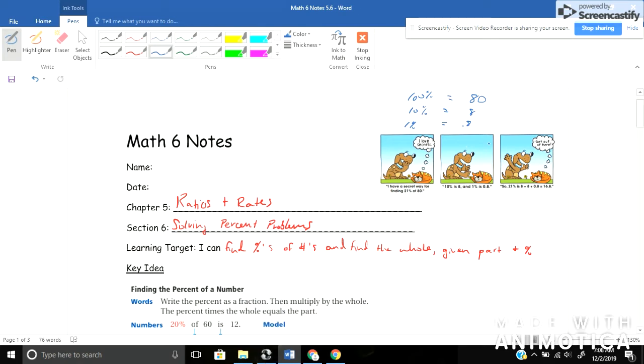So he says 21% is the same thing as 10%, which is 8, plus another 10%, which is 8, plus 1%, which is 0.8. So 8 plus 8 is 16, plus 0.8 is 16.8. So his mental math is actually right. It can be very, very useful when you're figuring out parts or percents.